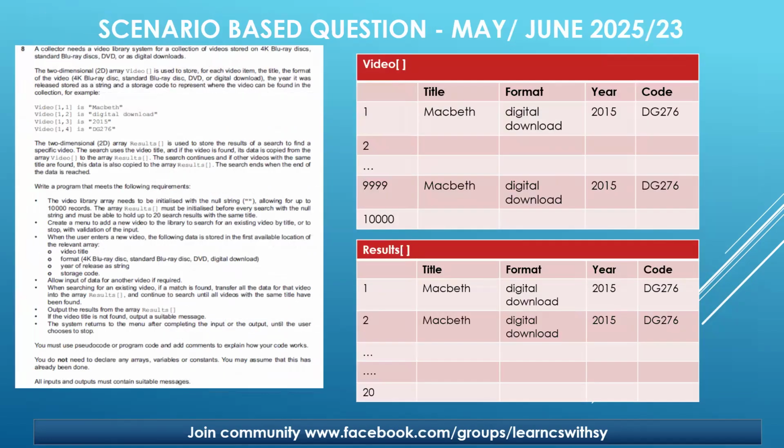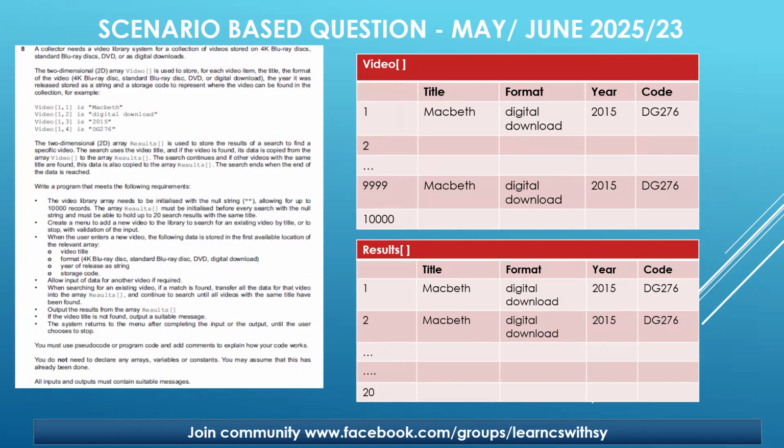Moving to the May-June 2025 paper 2-3, question number 8. The rest of the questions are solved earlier. Please do watch the video if you haven't watched it yet. A collector needs a video library system for a collection of videos stored on 4K Blu-ray discs, standard Blu-ray discs, DVD, or as digital downloads. These are the 4 requirements.